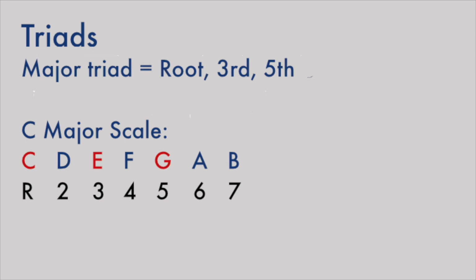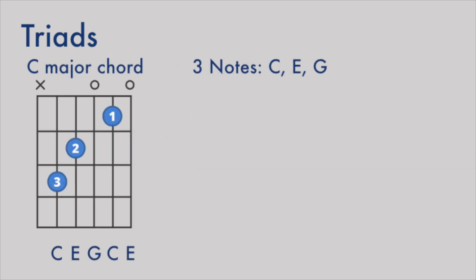The formula for a major triad is the root note, the 3rd note, and the 5th note. In our C major scale, that are the notes C, E, and G. This means the C major chord consists of these 3 notes. Now these notes can be repeated, and they often are, but any combination of these 3 notes make up a C major chord. That's why there are so many variations of the same chord.